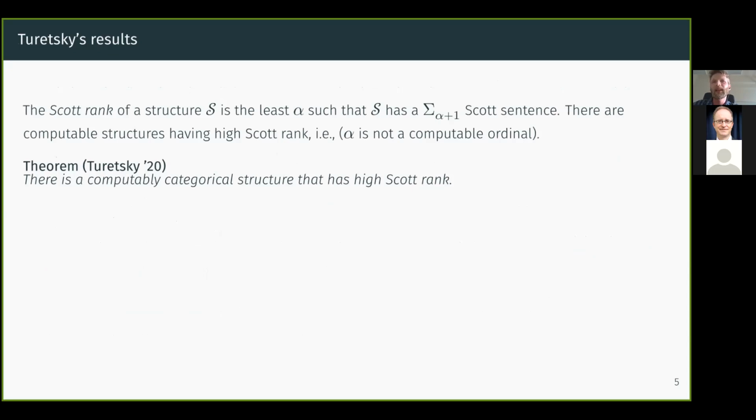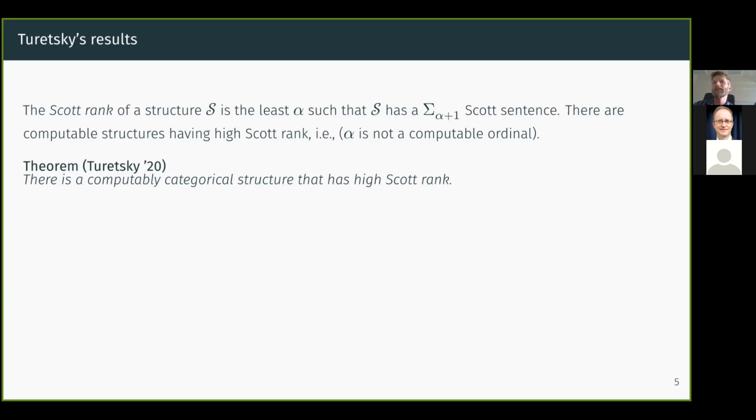Now, I think last year, Turetsky wrote a paper where he coded paths through trees into automorphism orbits of structures. And he was able to obtain some new examples related to computable categoricity. So he showed that there is a computably categorical structure that has high Scott rank. Let me just quickly explain what this means.